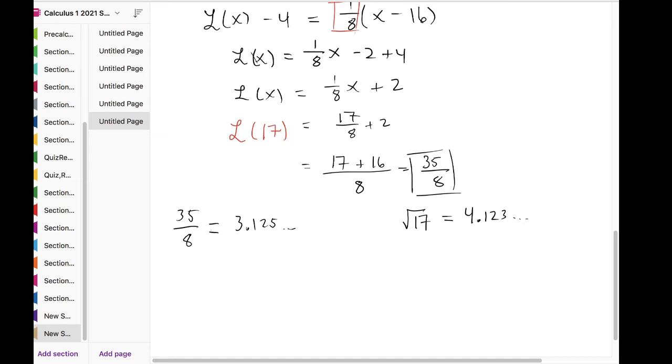So this is a good way to check your work, right? If you don't get something that's correct, something went wrong. 4.375. Okay, that sounds a lot better.